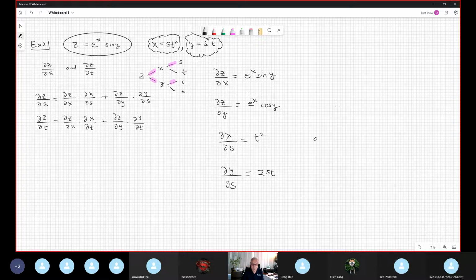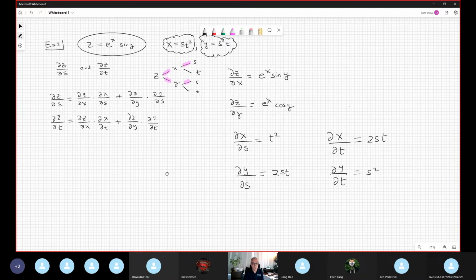Now partial x with respect to t is 2st or 2ts, it doesn't matter the order, and partial y with respect to t is s squared. Now, final answer, I put everything together.